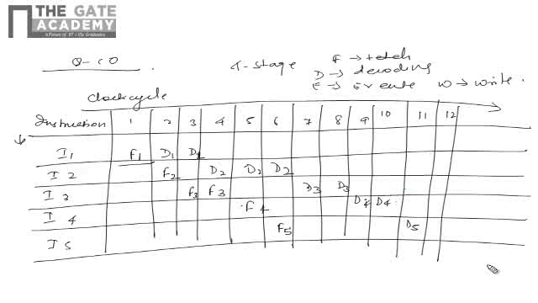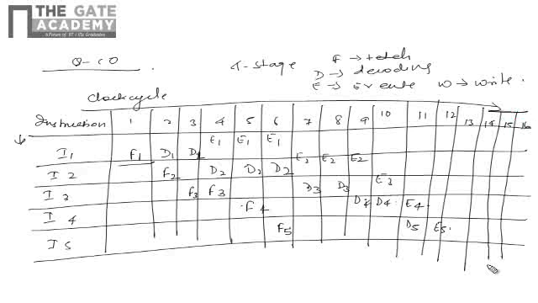Now for execute, I1 requires 3 cycles, so it will be E1, E1 and E1. Then I2 also requires 3 cycles, so E2, E2 and E2. Now I3 requires 1, and I4 also requires 1, so E4, and this will include E5 at 12. Definitely we will need more cycles for the write part, so 13, 14, 15 and 16. Now the execute stage is over.